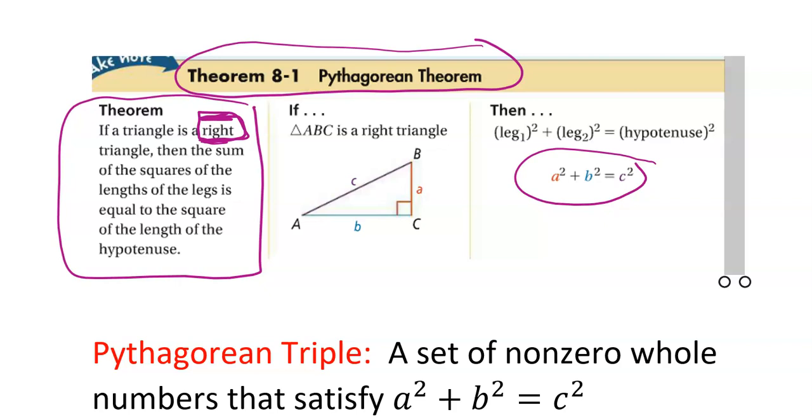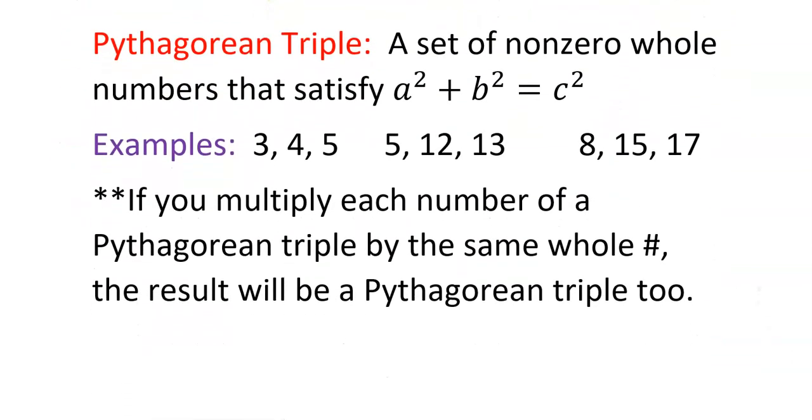theorem. A Pythagorean triple is a set of non-zero whole numbers that satisfy the Pythagorean theorem, a squared plus b squared equals c squared. Some examples are a 3, 4, 5 triangle. With that one, if you know it's a 3, 4, 5 triangle, you don't even have to do anything else because it is automatically a right triangle.